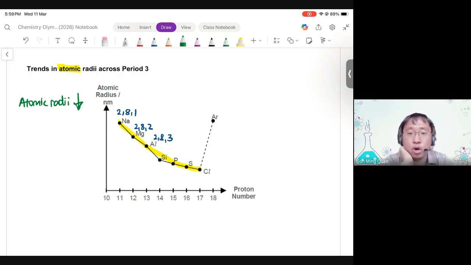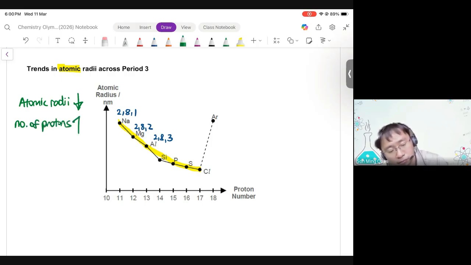What can you say as you go from sodium to chlorine? As you go from sodium to chlorine, you literally go from 11, 12, 13, 14, 15, 16, 17, right? What I just read out is the number of protons. As you go from left to right across any period, the number of protons increases. You have more and more protons. How is this significant? Now, this is significant because, remember, the valence electrons are attracted to protons in the nucleus.